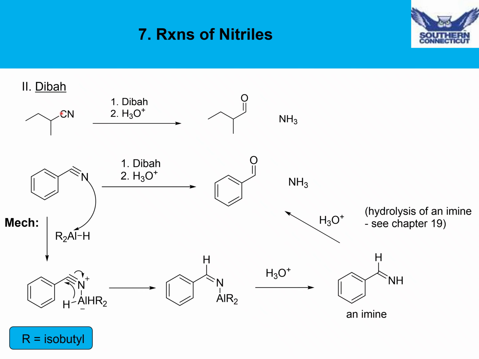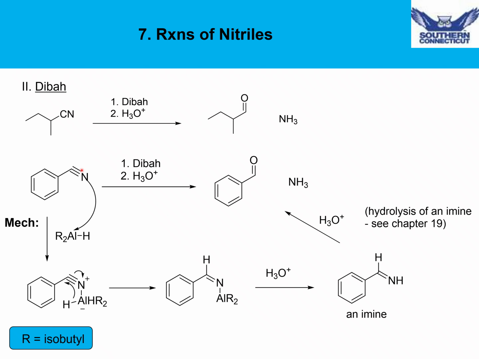So in the case of the nitrile, there are 1, 2, 3, and 4 carbons in the longest chain. And in the aldehyde, there's also 4 carbons in the longest chain. There's also a methyl group in the second carbon in both the reactant and in the product. A byproduct of the reaction will always be ammonia in this reduction. Here's a second example, including the mechanism for the reaction.